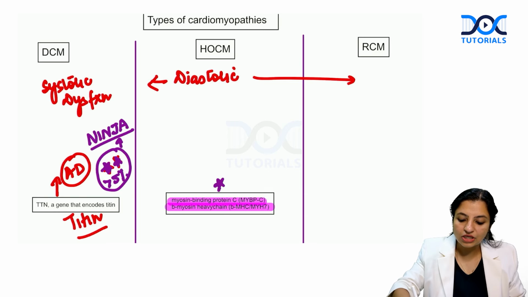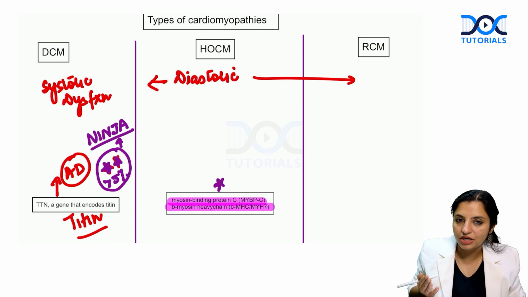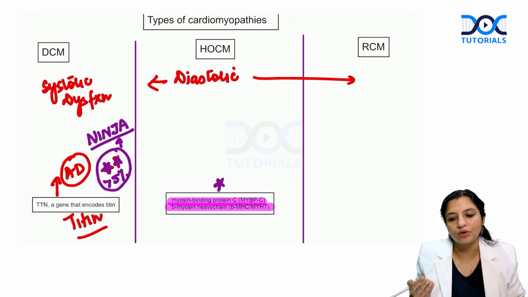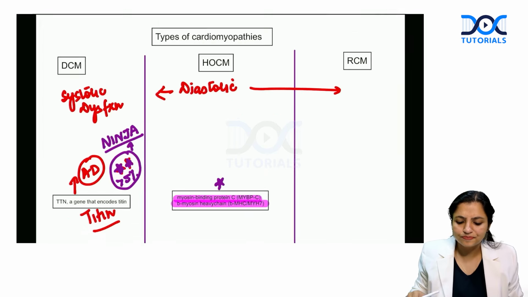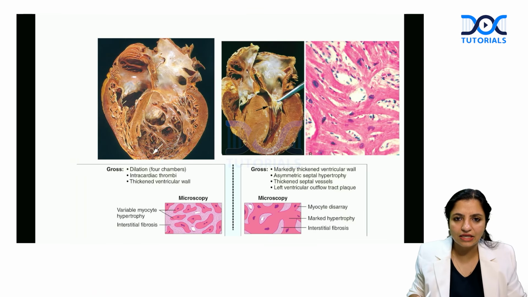When we talk about restrictive cardiomyopathy, there's something which infiltrates the heart, and that is why the heart is not able to relax. That's restrictive cardiomyopathy. So once we are very, very clear with these types of cardiomyopathies, let's look at some of the grosses that they can give you in exam.